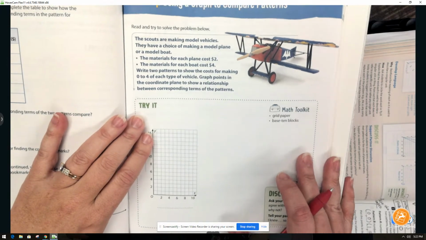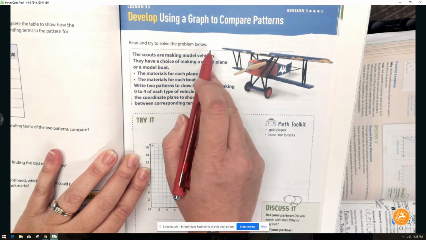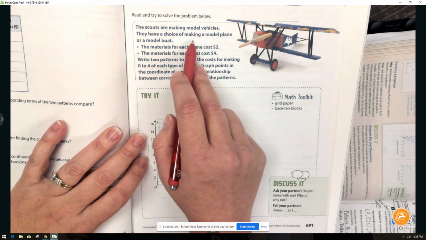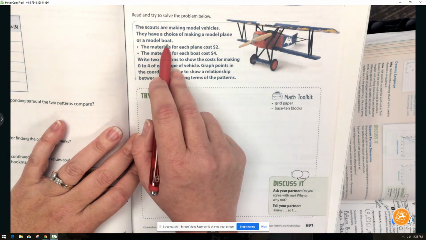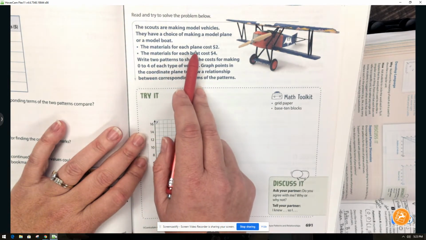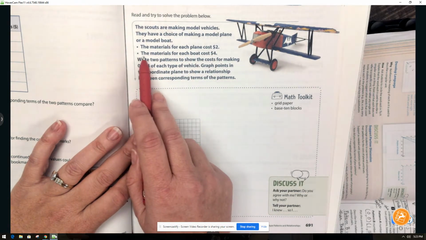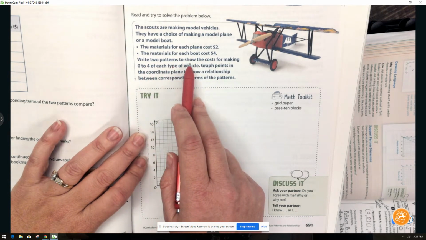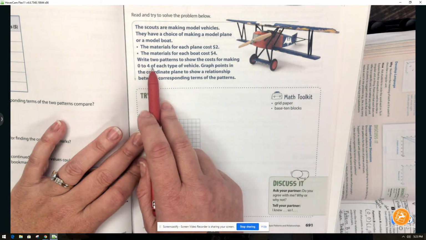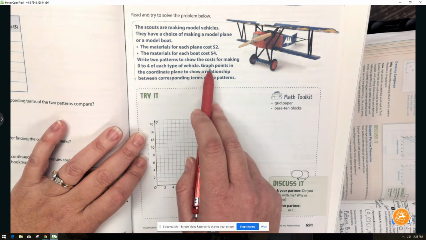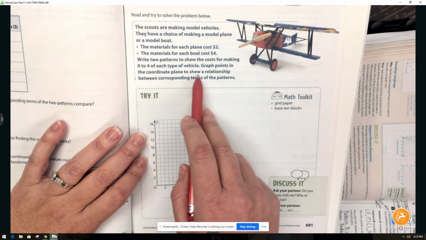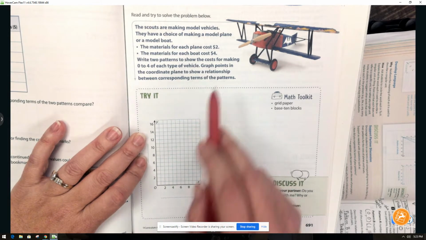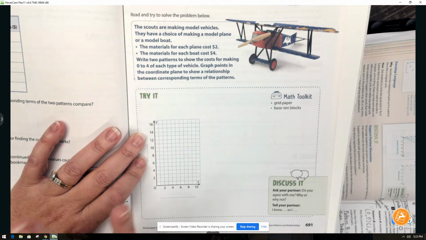Okay, so on this page it says this: read and solve the problem below. The Scouts are making model vehicles. They have a choice to make a model plane or a model boat. The materials for each plane cost $2. The materials for each boat cost $4. Write two patterns to show the cost for making 0 to 4 of each type of vehicle. Graph points in the coordinate plane to show a relationship between corresponding terms of the patterns. So that's kind of a lot.